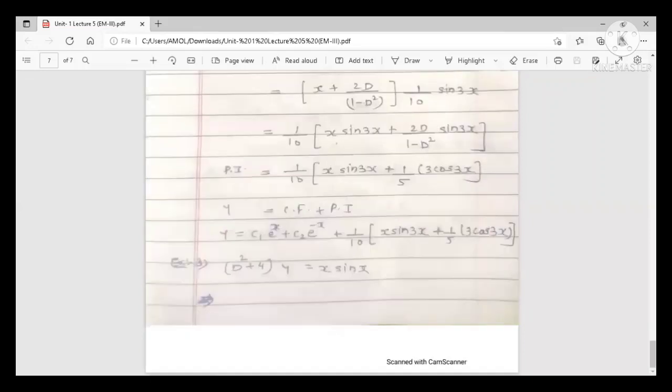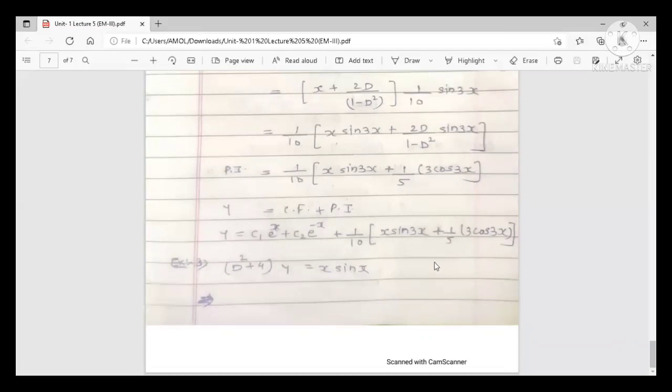And the next example is for your homework. You try to solve this example. D square plus 4 into y is equal to x into sine x. It is again the x into v case. You can use the formula of case 6 here. Here all the cases of shortcut methods are over.